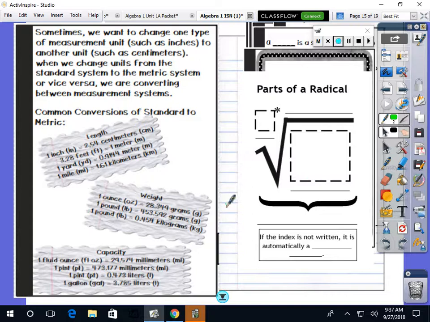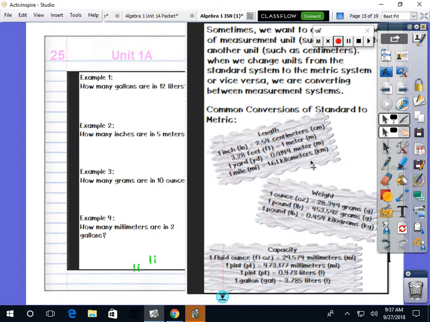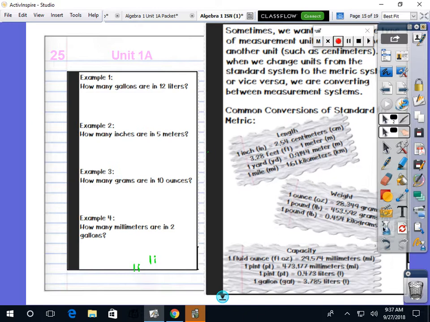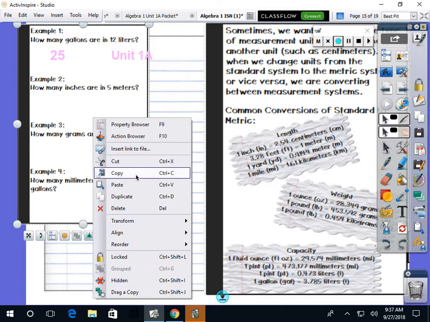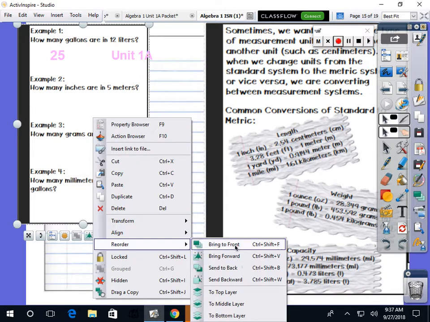Now there are a couple of typos on this page. Down here in capacity, these are both a mistake. They should both say milliliters. Okay, and so instead of millimeters, those should just both say milliliters. Okay, and so these are the conversions that we're going to be using on the next 4 examples on the next page. So I'm just going to slide it over so that we can still use it. And now flip to the next page, and we're going to try these 4 examples.